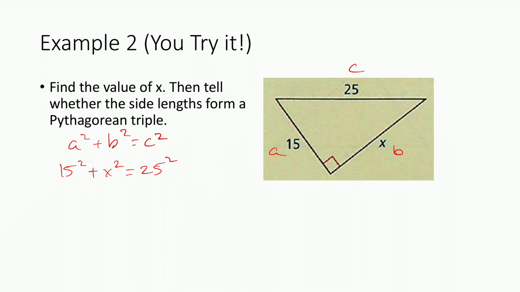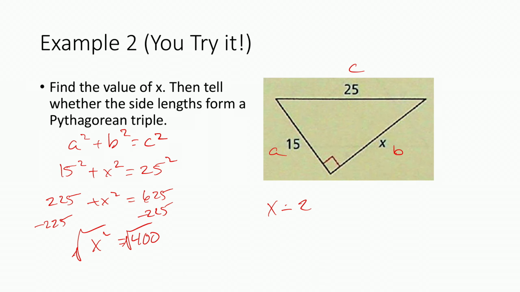And 15 squared is 225. 25 squared is 625. We have to subtract those. So 625 minus 225 is going to be 400. Because we want to get this x by itself, we're left with x squared equals 400. Take the square root, and x equals 20.